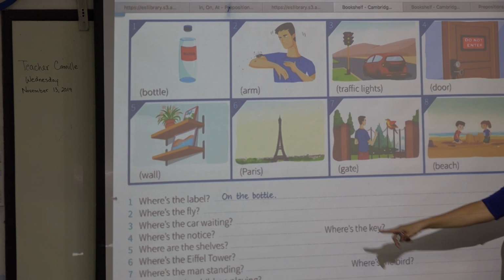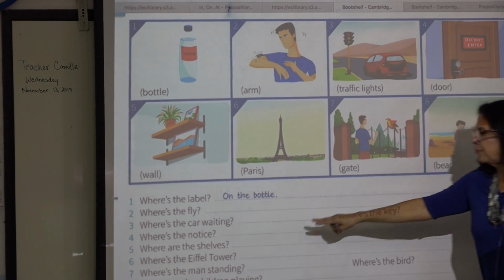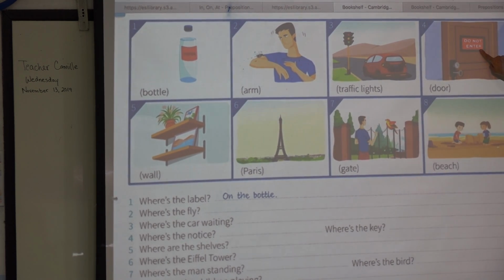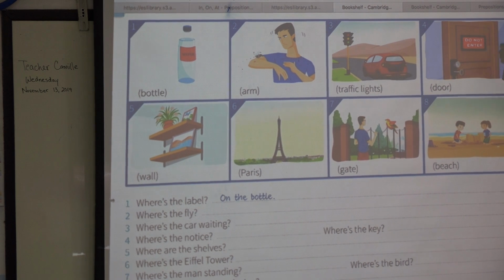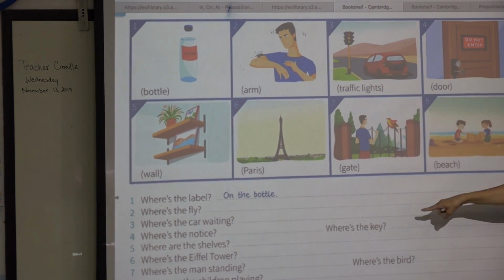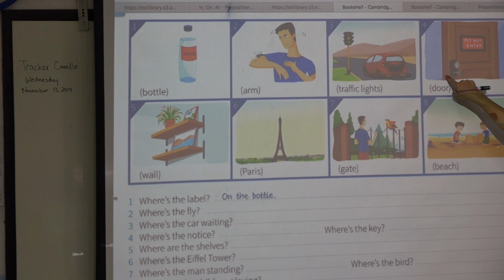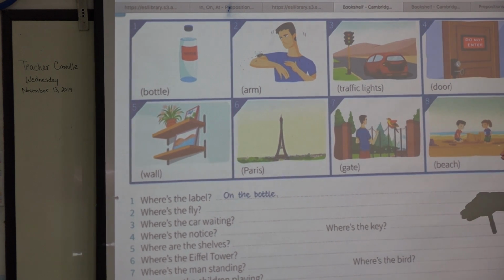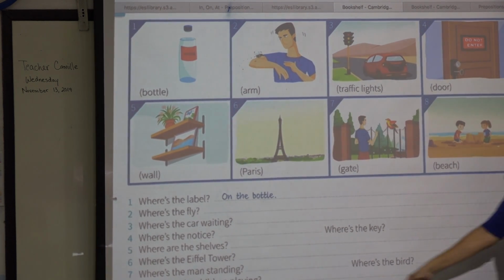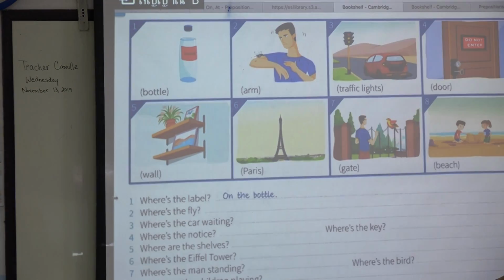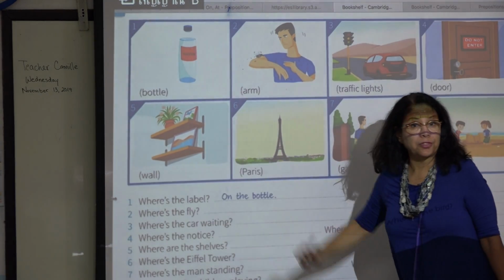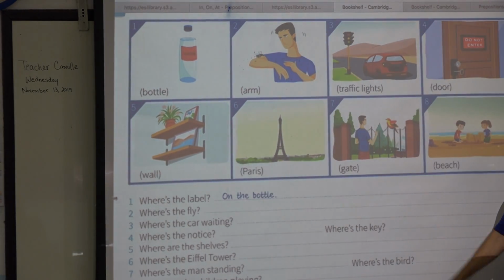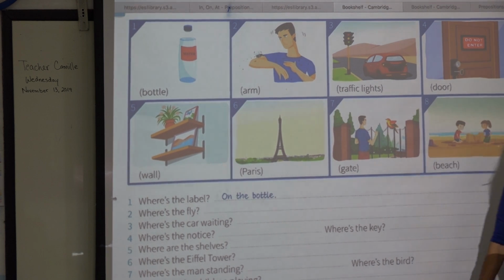Good job. How about number four? Where's the notice? On the door. Where's the key? In the door. Good. What about number five? Where are the shells? On the wall. Good. On the wall. Good. And where is Paris?